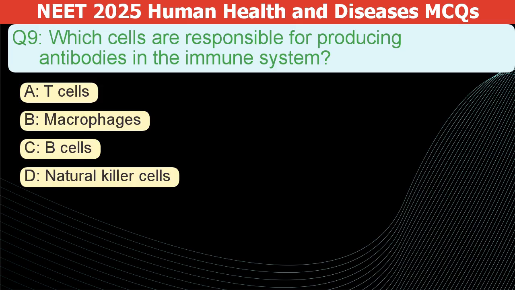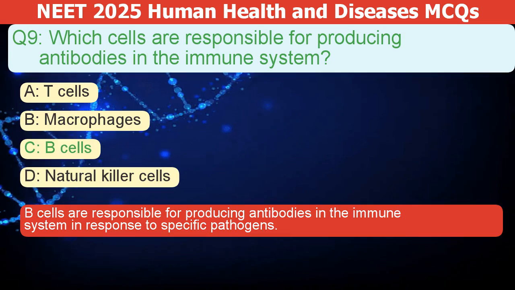Which cells are responsible for producing antibodies in the immune system? A. T cells. B. Macrophages. C. B cells. D. Natural killer cells. The correct answer is C. B cells are responsible for producing antibodies in the immune system in response to specific pathogens.